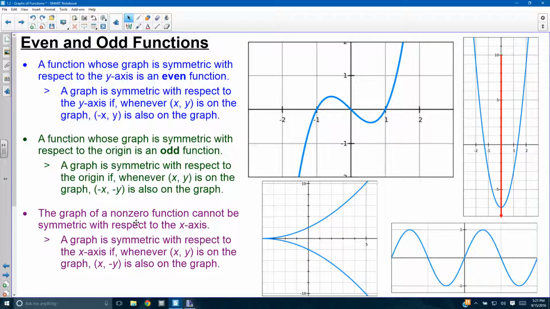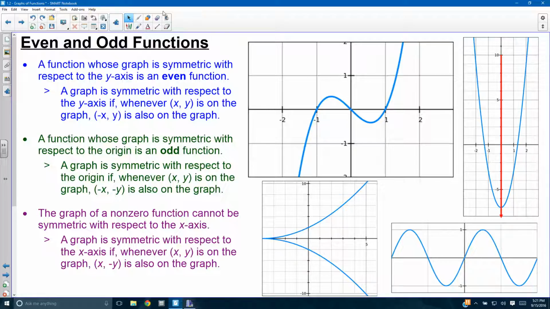Now, what else can you have? You can also have neither an even nor an odd function. And you can have something that's not a function. The graph of a non-zero function cannot be symmetric with respect to the x-axis. A graph is symmetric with respect to the x-axis if whenever x, y is on the graph, x, negative y is also on the graph.